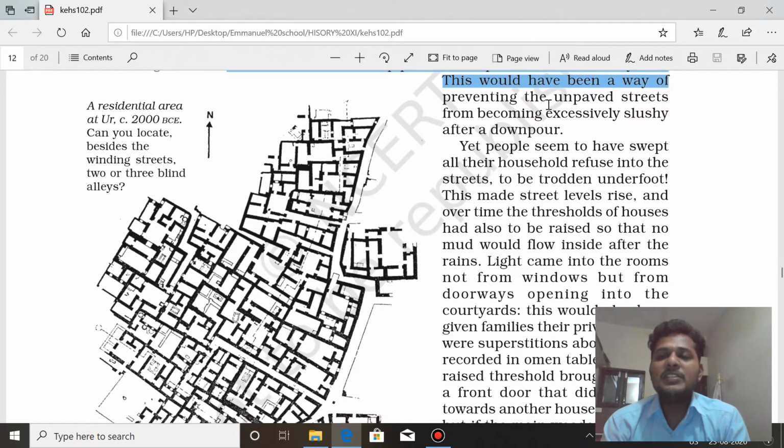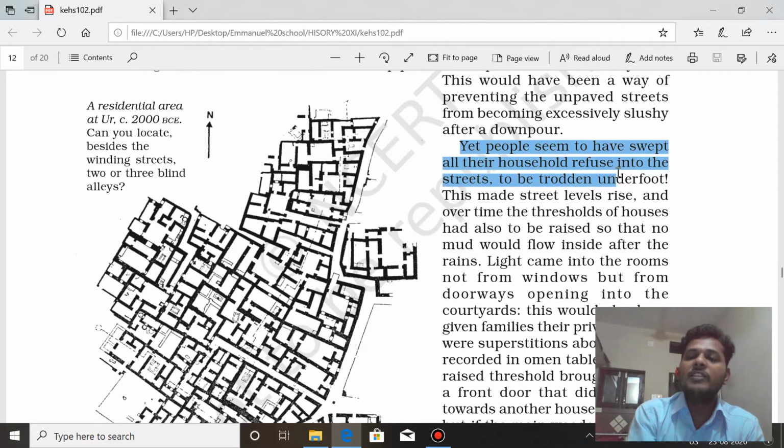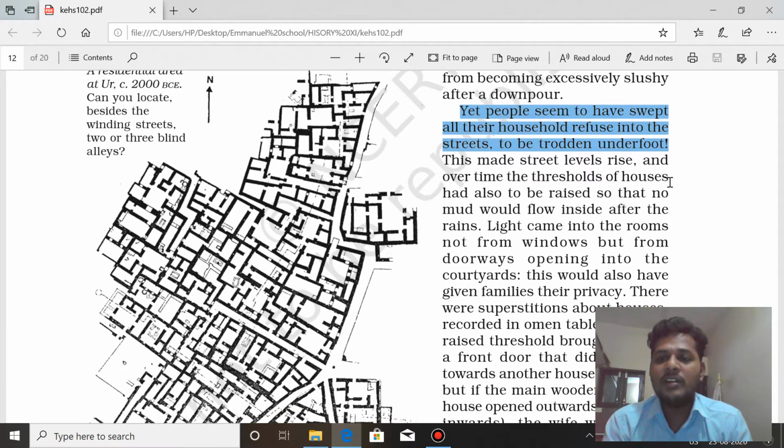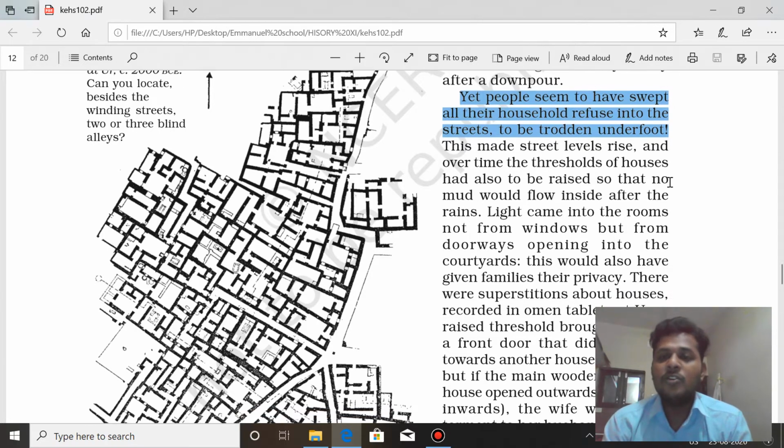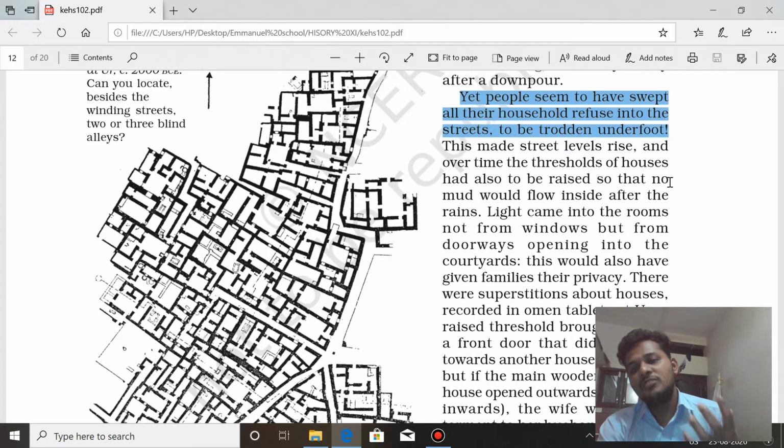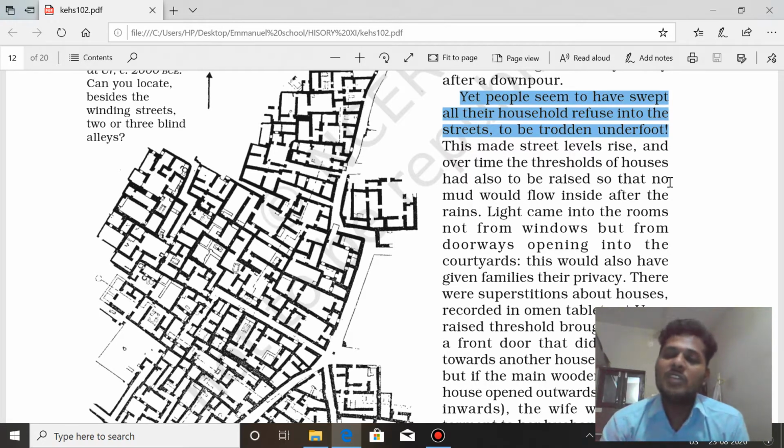Yet people had swept all their household refuse, meaning garbage or drainage water, into the street to be trodden underfoot. So people seem to have swept all their household refuse into the street to be trodden under foot. But they somewhat regulated the rainwater to get into the inner courtyards, whereas the wastewater which is released from the house was allowed into the street.